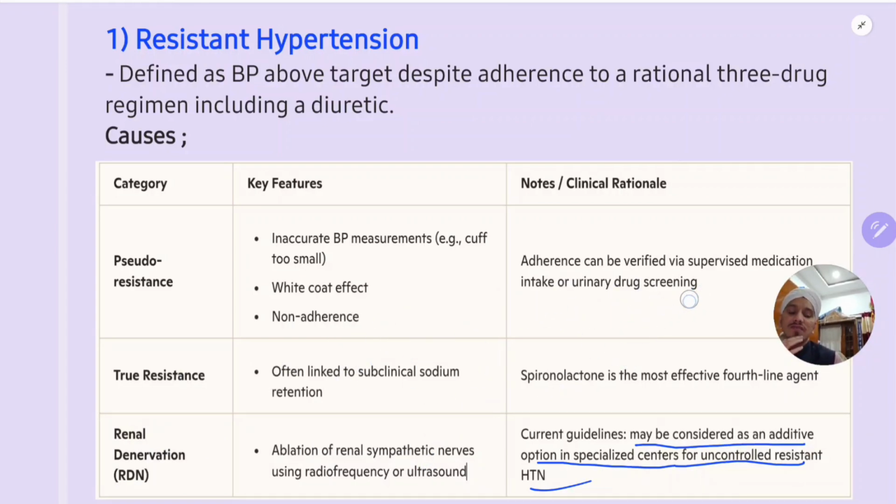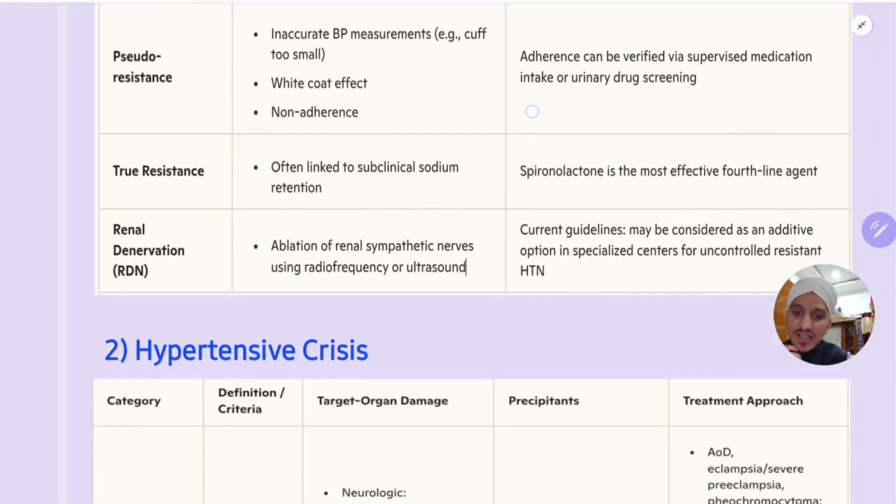What is resistant hypertension? What are the causes? You can divide into pseudo resistance and true resistance. Pseudo resistance: incorrect methodology, or the equipment is wrong, or white coat effect, or non-adherence. True resistance: increased sodium intake, or secondary causes of hypertension. Once all are excluded, spironolactone, alpha blocker, beta blocker, centrally acting drugs, all these we can give, or aliskiren also we can give. But if the BP is still not at target, then we can plan for renal denervation therapy in a specialized center.